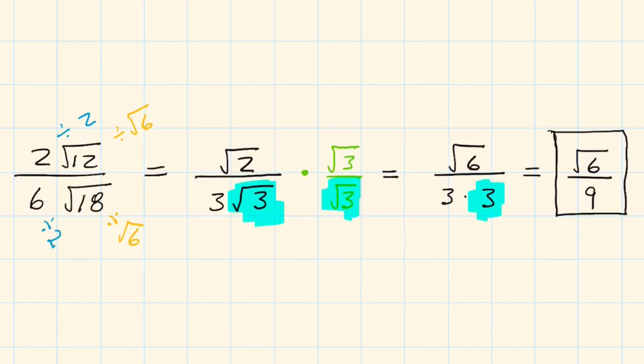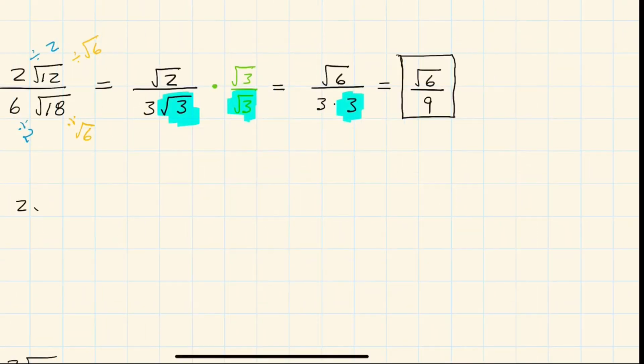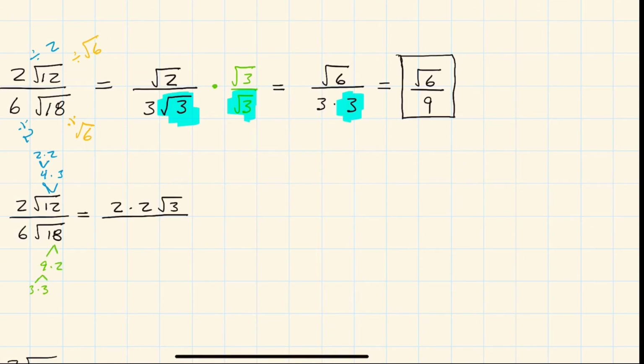All right, so I'm going to do this example again, but this time, instead of simplifying like a fraction first, I am going to simplify the radical first. So I'm going to break down the 12. I know 12 is 4 times 3, 4 is 2 times 2, so I can pull that 2 out. So I know the numerator becomes 2 times 2 root 3 over 18 is 9 times 2. 9 is 3 times 3, so I end up with 6 times 3 root 2.